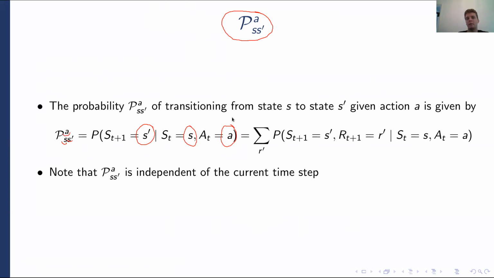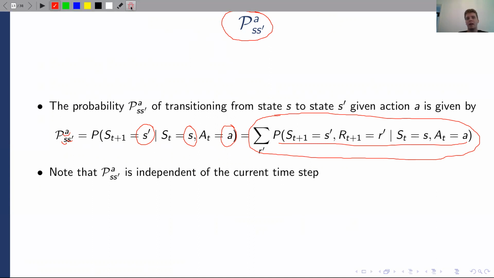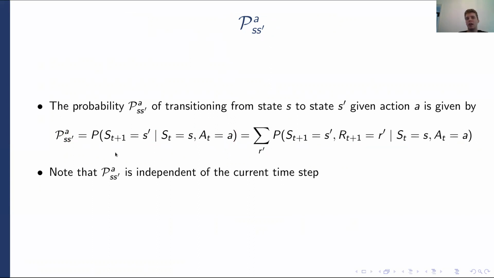And P_{ss'}^a can be derived from the one-step dynamics that you can see here in this way. But you don't need to worry too much about this. I think it's probably intuitive to you that you can derive the probability of transitioning from S to S prime with an action A from the one-step dynamics as I defined earlier. Now, it's very important to note that P_{ss'}^a is independent of the current time step.